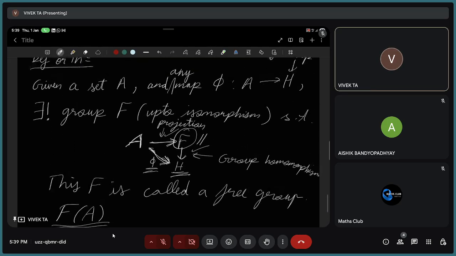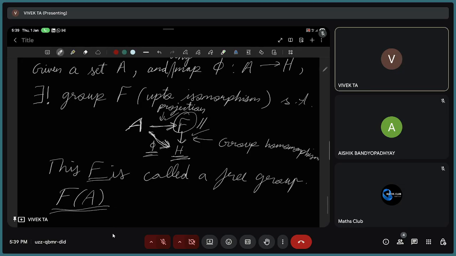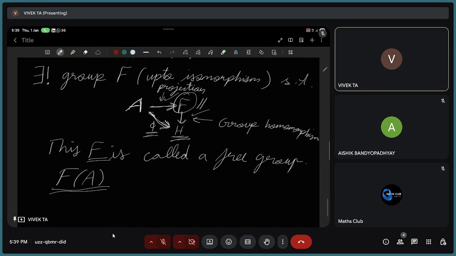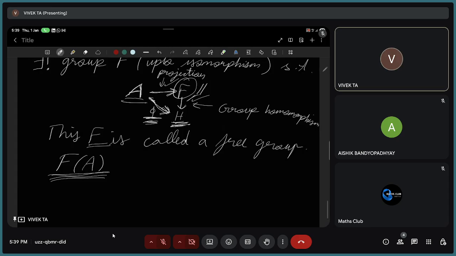So some books and some authors take this as a definition and say that, okay, F is a free group. But then other authors first define F of A and then write this as a theorem. And that's called the universal theorem. It's universal because this works for any phi and any X. The only thing that is fixed here is A, and then you get the output uniquely as F. That is why it is called the universal theorem.